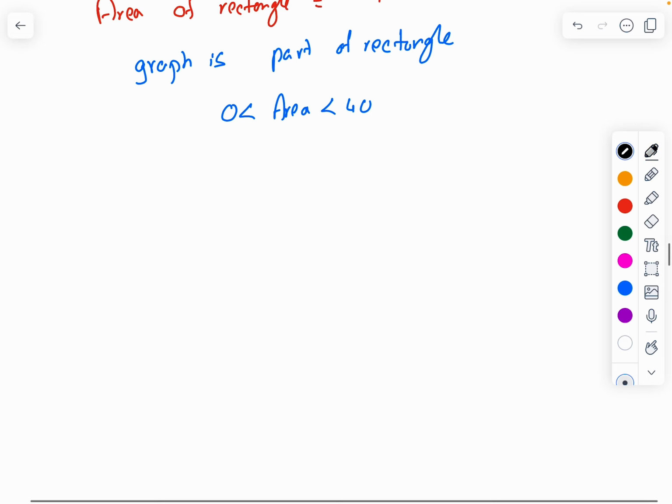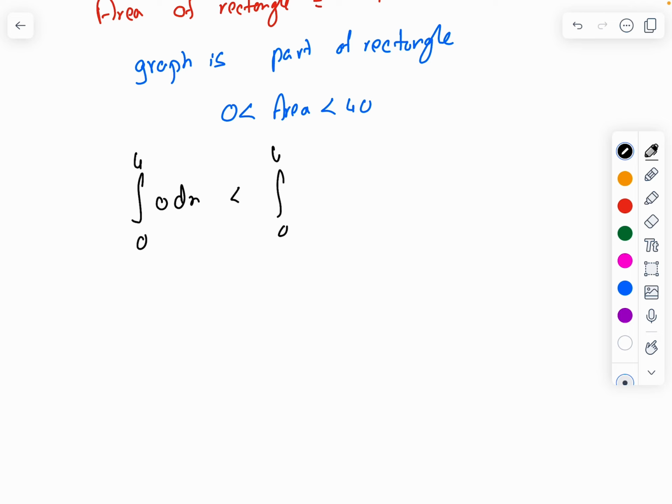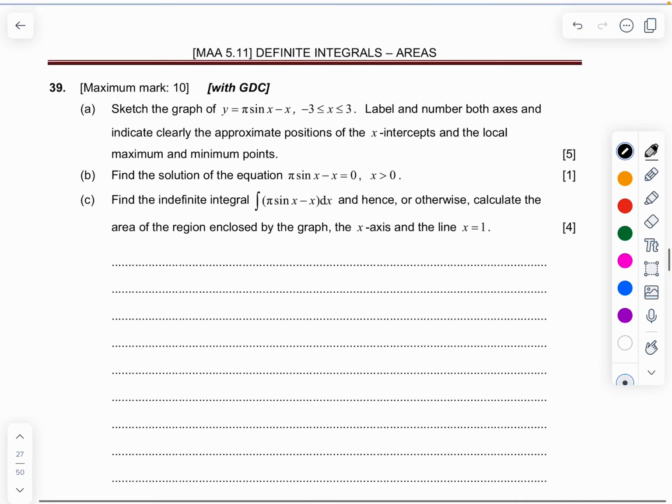Another way of doing it: the integral from 0 to 4 of 0 dx is less than the integral from 0 to 4 of y dx, which is less than the integral from 0 to 4 of 10 dx, because that straight line is 10. So this is 0, the integral from 0 to 4 of y dx is less than this, which is 40. In this way also you can prove that.